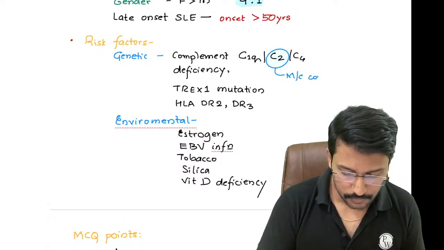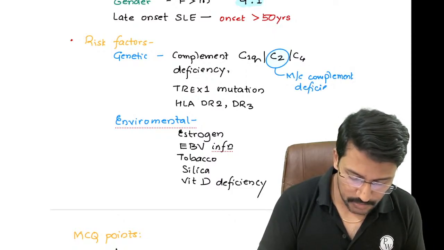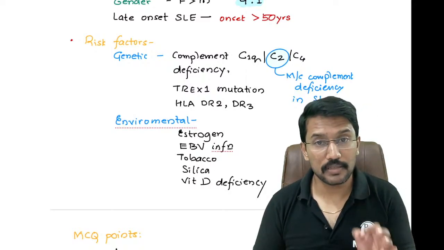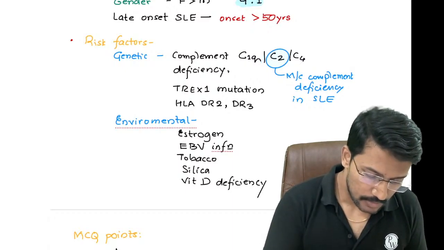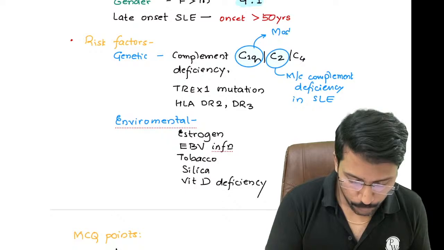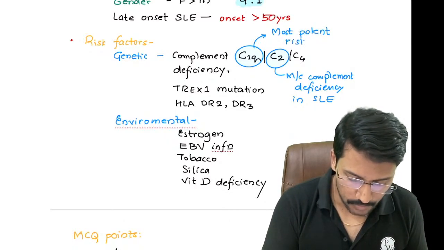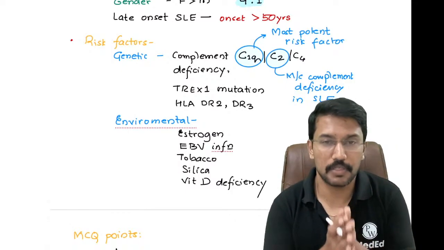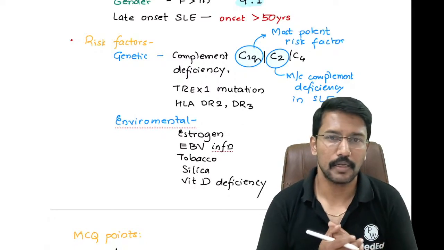This is the most common complement deficiency in patients with SLE. But what is the strongest genetic risk factor? It is the inherited deficiency of C1q. Inherited deficiency of C1q is the most potent risk factor, or in other words, the strongest genetic risk factor. The most common complement deficiency that we see in SLE patients is complement 2, right?